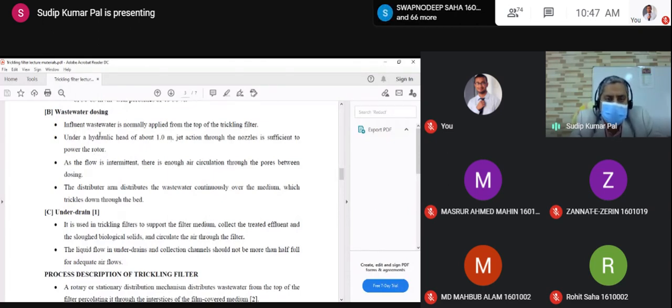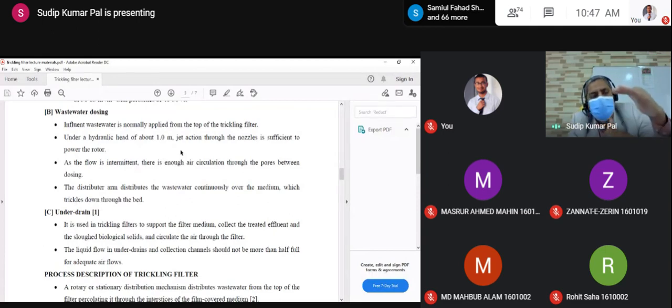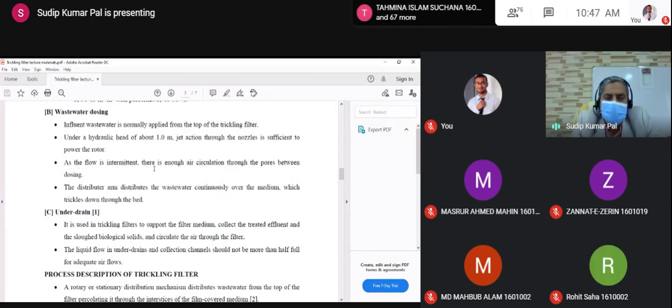In the slide, as you can see, the wastewater is normally applied from the top under a hydraulic head of about 1 meter. About 1 meter means roughly 3 feet above. Jet action through the nozzle is sufficient. As the flow is intermittent, there is enough air circulation through the pores between the dosing. The distributor arm distributes the wastewater continuously over the medium, which trickles down the bed.